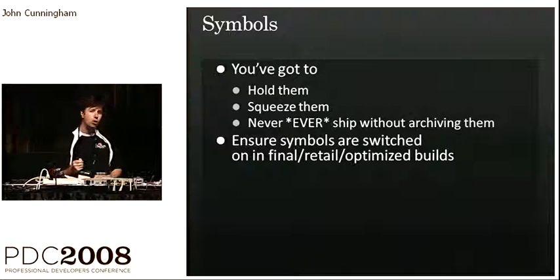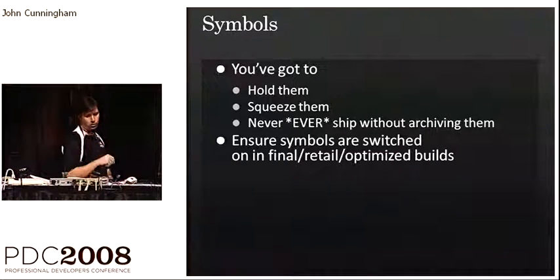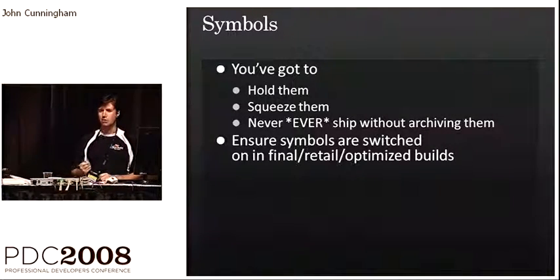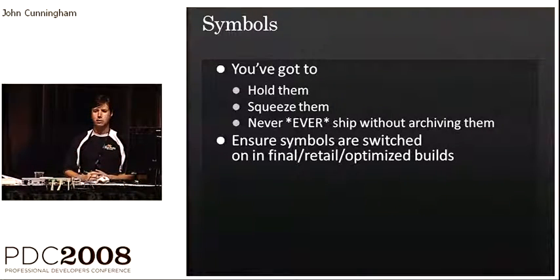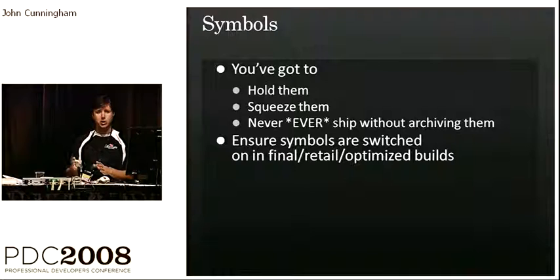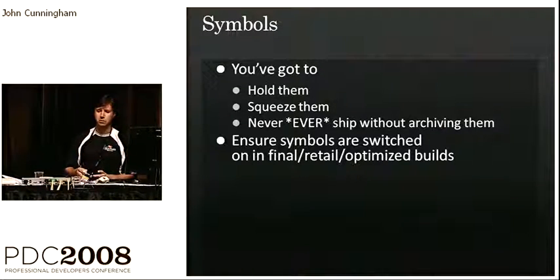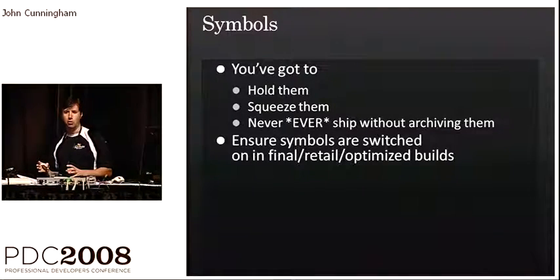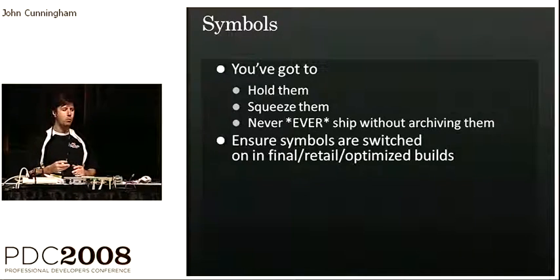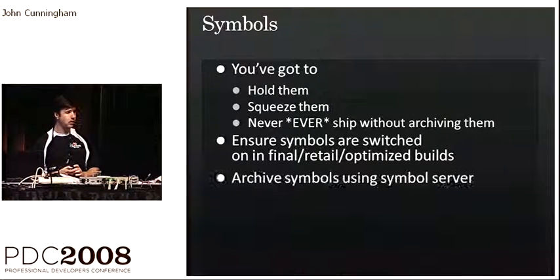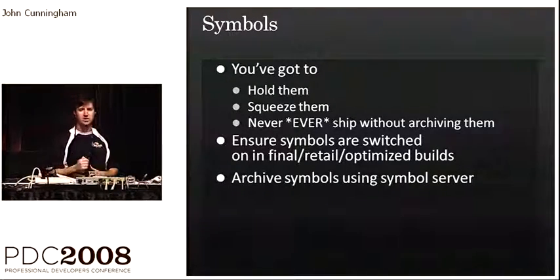Now, by default, all of our wizards and projects that we produce in Visual Studio 2008 and before, I think Visual Studio 2005 we changed this, do produce symbols on the retail and optimized builds. But for projects that are older that you've perhaps converted, I want to make sure you go back and ensure they're on. I also want to make a plug for using Symbol Server.